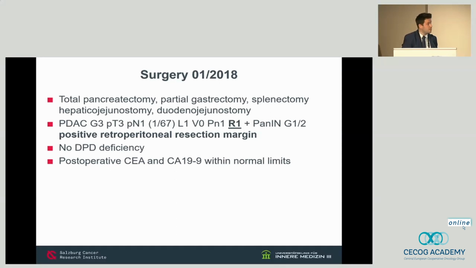And as we suspected, the pathology report revealed a pancreatic ductal adenocarcinoma, poorly differentiated, pT3, pN1, with 1 out of 67 lymph nodes involved, lymphovascular invasion, perineural invasion, and unfortunately, positive resection margin status in the retroperitoneal margin. In the meanwhile, we performed DPD deficiency analysis, and we could not find DPD deficiency, and as expected, postoperatively, tumor markers were not elevated.